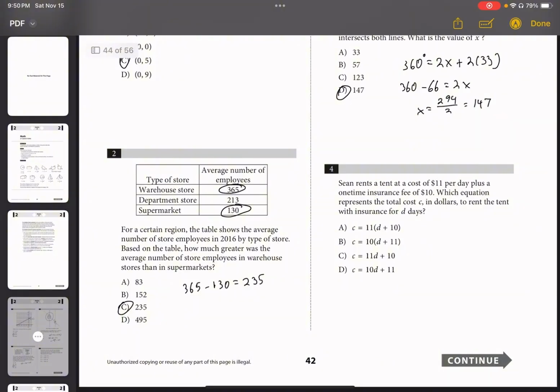Okay, next question. Sean rents a tent at a cost of $11 per day, plus a one-time insurance fee of $10. Which equation represents the total cost, C, in dollars to rent the tent with insurance for D days? So we're going to write out the equation before we even look at our answer choices. We're going to have our total cost, which is C, is equal to one-time insurance fee of $10 plus $11 for every day. And then this equation is going to be equivalent to answer choice number C. We just have our variables flipped around, or numbers.